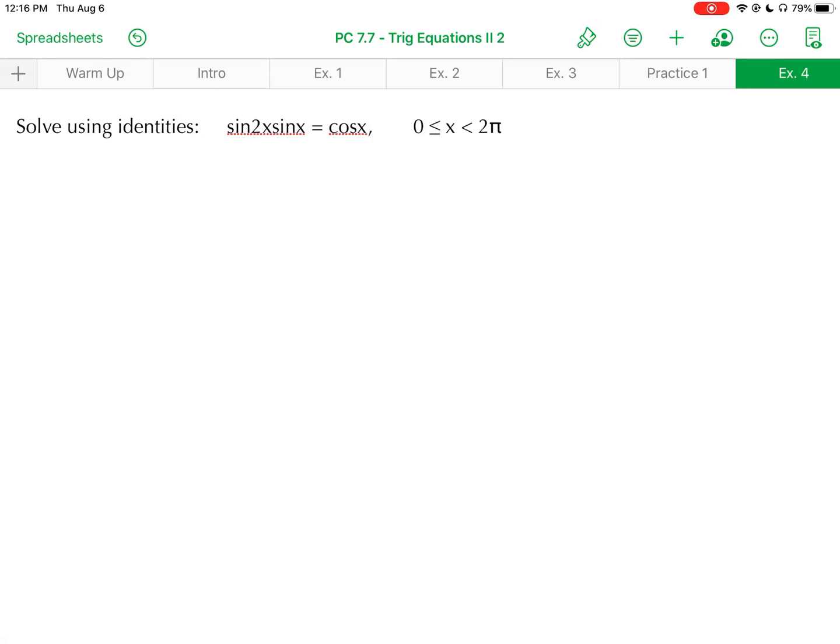All right, moving forward into another example of an equation that can be solved using identities. We have sine of 2x multiplied by sine of x equaling cosine of x, and we're back to solving on the interval from 0 to 2 pi, so in terms of radians. This equation has both sine and cosine functions within it. That's not what I'm most concerned about. I'm most concerned about the fact that sine of 2x, its argument is not just x, okay?